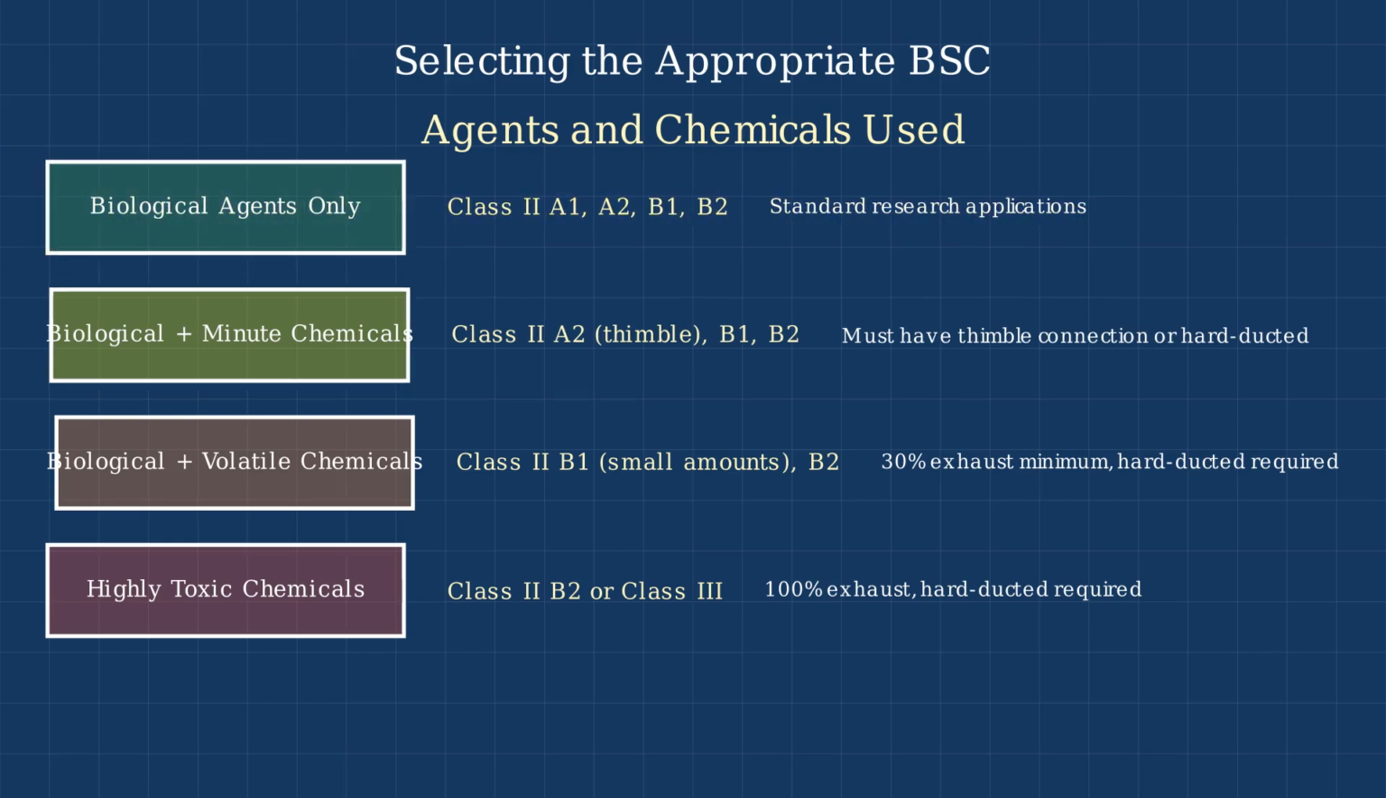For biological agents only, any Class 2 BSC is suitable. However, when working with volatile chemicals, you'll need a Class 2 B1 or B2 cabinet with external exhaust. For highly toxic chemicals, Class 2 B2 or Class 3 BSCs are required.